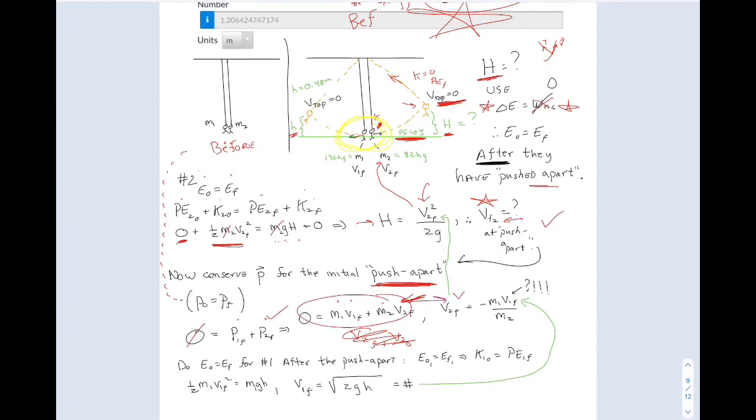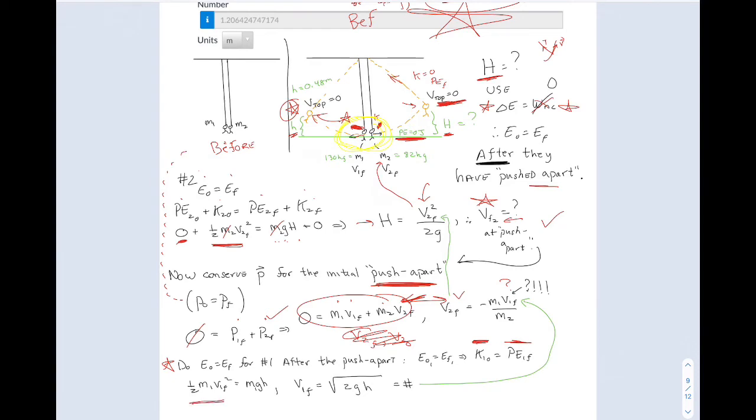So I just solve this whole thing for V2 final, right? But I don't know V1 final, the speed with which this person left after being pushed off. Well, I do conservation of energy, same thing I did before for person number 1. That's from here to there. Initial energy for person 1 is all kinetic. Final energy at the top for person number 1 is all potential.